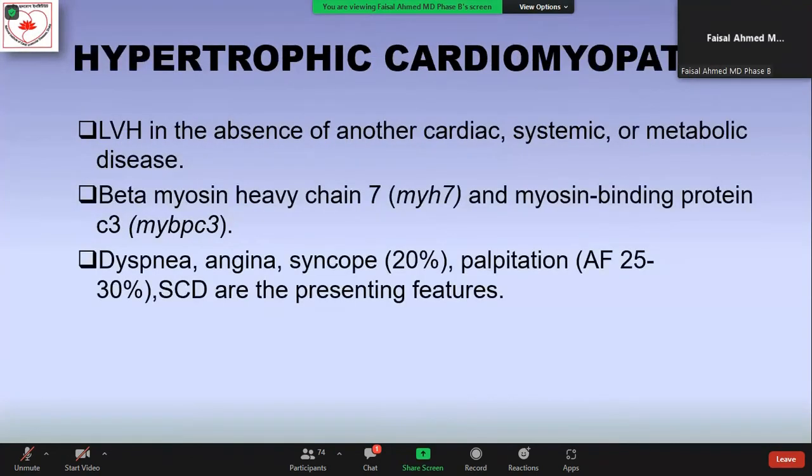So now some words about hypertrophic cardiomyopathy. It is a genetically determined autosomal dominant disease that is characterized primarily by left ventricular hypertrophy. Beta-myosin heavy chain 7 and myosin binding protein C3 are the two most common proteins that undergo genetic mutation. Approximately 75% of patients remain asymptomatic. The rest of the patients present with dyspnea, angina, syncope, palpitation, and even sudden cardiac death.